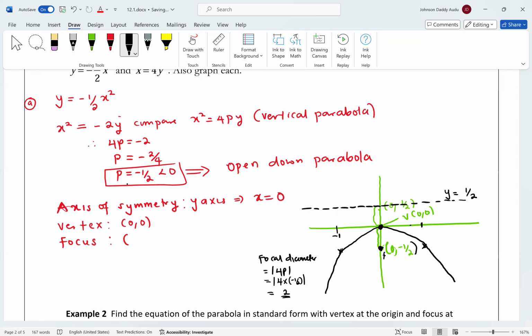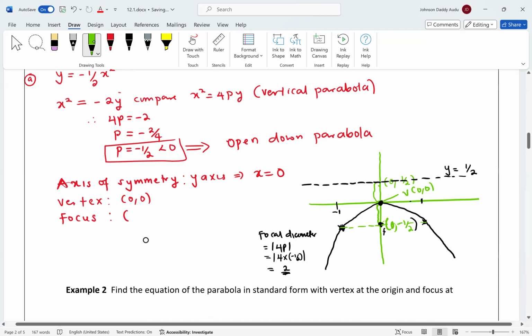So what is the importance of the focal diameter? It helps you to know how wide your parabola should be. Remember, we use the focal diameter of 2. So the distance from this point passing through the focus to this one is what we call the focal diameter, and it's given by 2. So it helps you to know how wide the parabola should be.